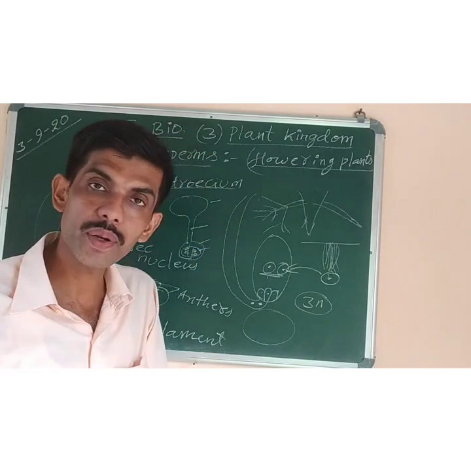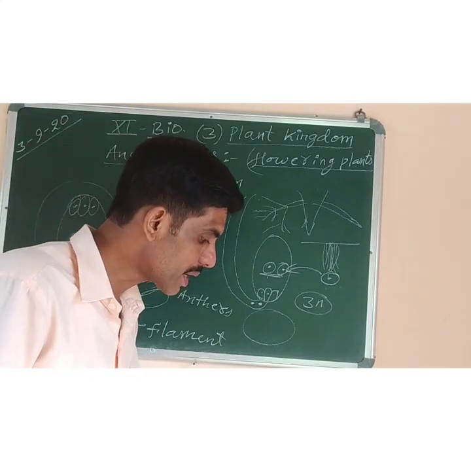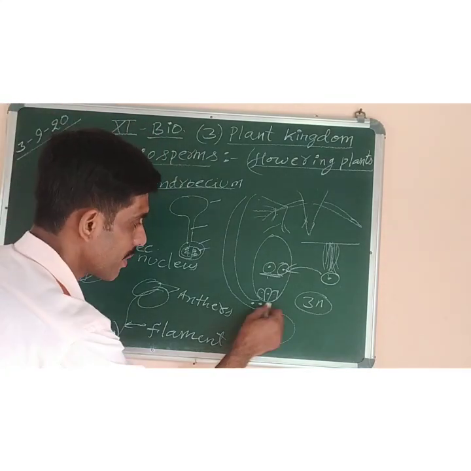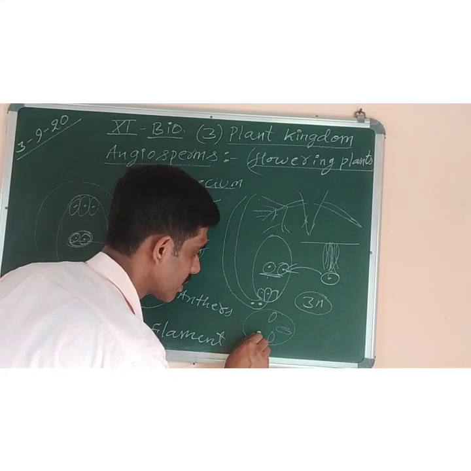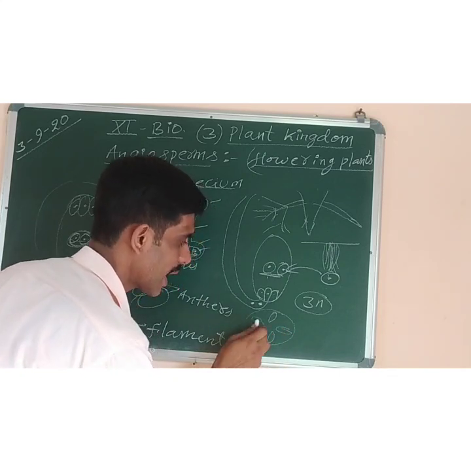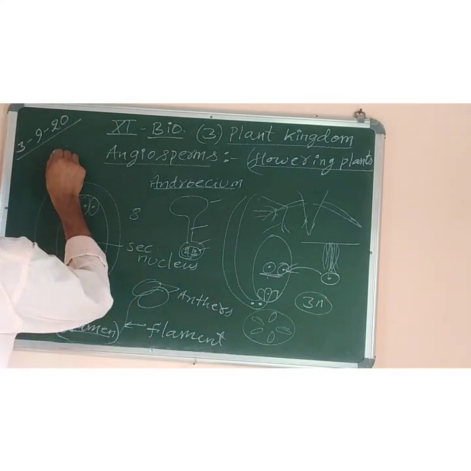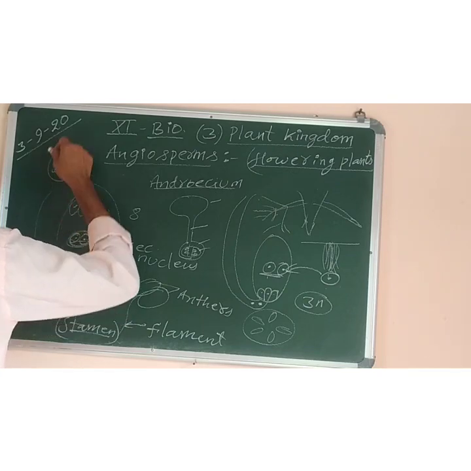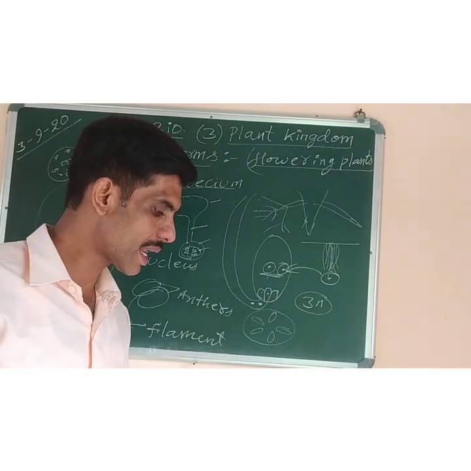Now one more important point that we have to learn. In case of dicot, the vascular bundles are arranged in the form of a ring. Like if I draw the vascular bundles, all of them are in a ring-like structure. But in case of monocots, if I draw, the vascular bundles are scattered here and there. Means they are not arranged in a ring-like structure.